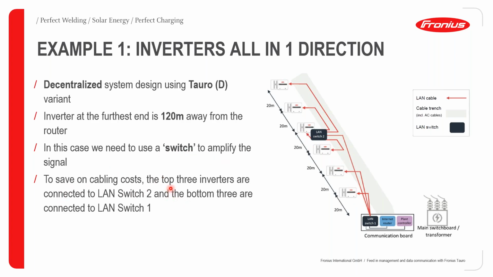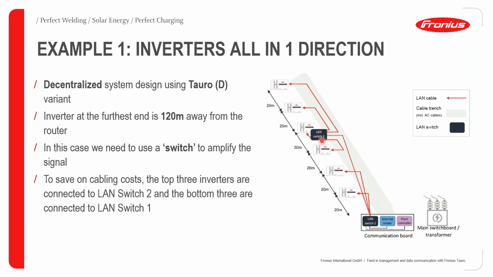To save on cabling costs, the top 3 inverters are connected to LAN switch 2 and the bottom 3 inverters are connected to LAN switch 1. So in this case, the furthest inverter from LAN switch 2 is only 40 meters away, which is fine. And the furthest inverter from LAN switch 1 is only 60 meters away, which again is fine.